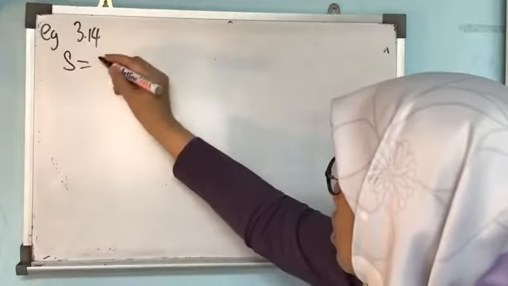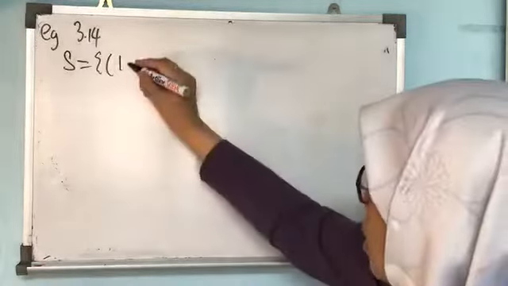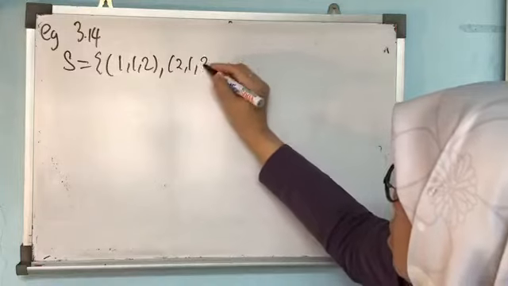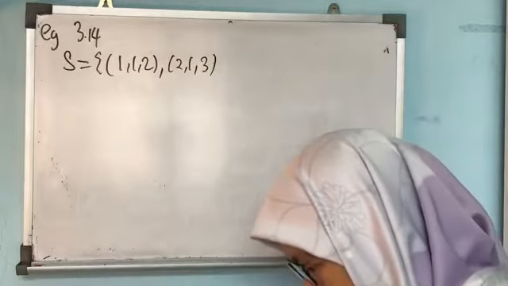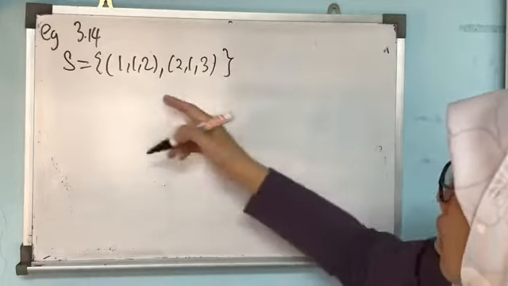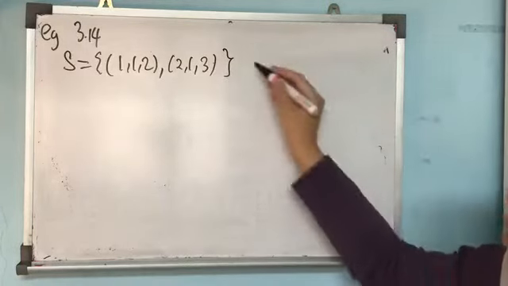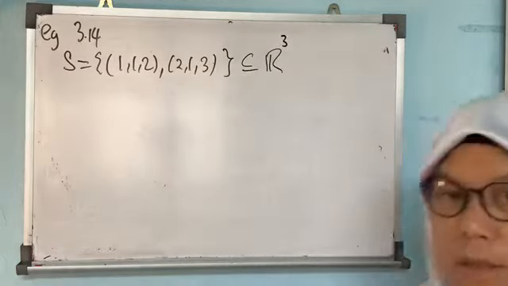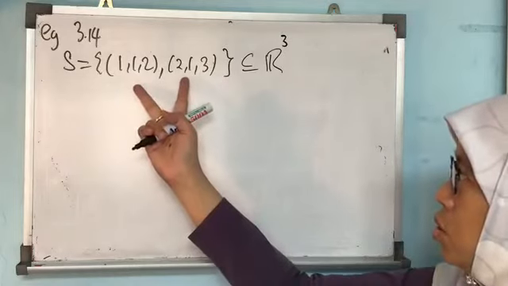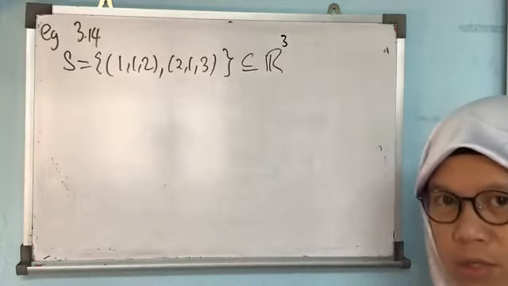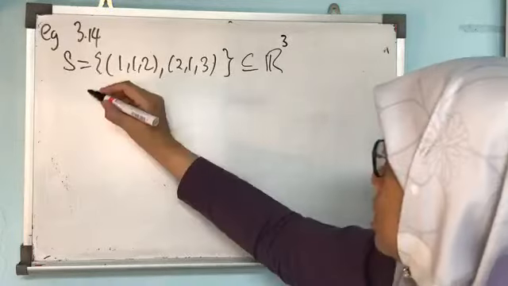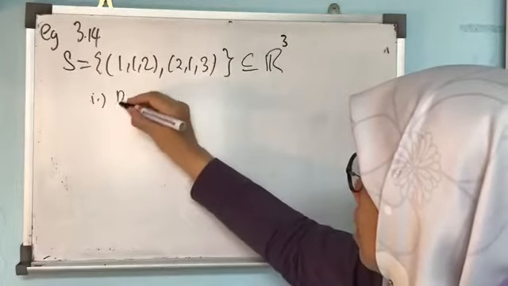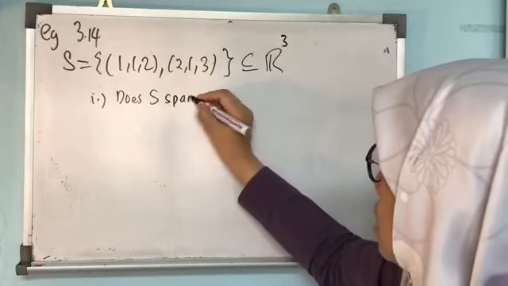So S equal (1, 1, 2), (2, 1, 3). Okay. Now, even if you are not given the V, you will know to write this is R3. And you see there are only 2, so M is 2, N is 3, so you know it does not span. But the question is what? Okay, there are 2 parts of the question. First one, does S span R3?